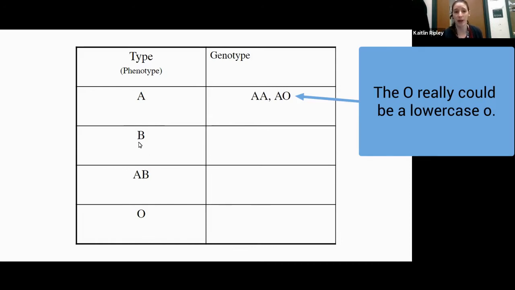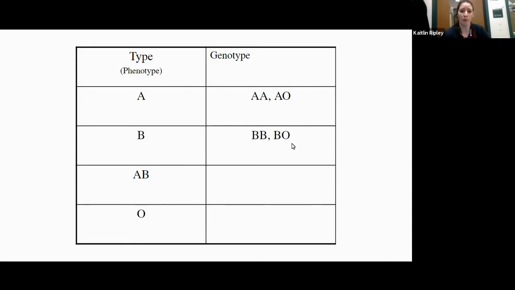I'm going to see a similar pattern with B, okay? I could have two B's or I could have BO. But we can see O is still considered the recessive, right? O is the one not making any proteins, so we don't see any of the proteins. We don't see that in the phenotype.